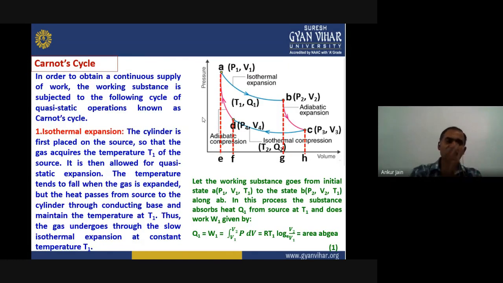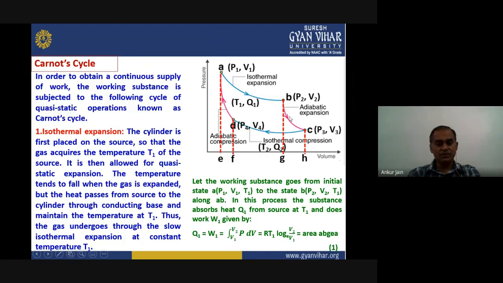Now we will see how this Carnot engine works, and we term it the Carnot cycle because it starts from a point, goes through some parts, and comes back to the original point. In order to obtain a continuous supply of work, the working substance is subjected to the following cycle of quasi-static operations known as the Carnot cycle. This is the starting point, point A. It goes first through isothermal expansion, then adiabatic expansion and isothermal compression, and comes back to point A by adiabatic compression. We will see each part one by one.